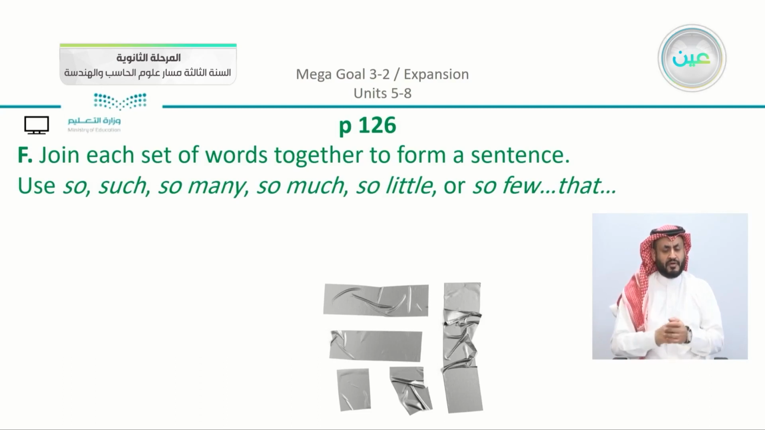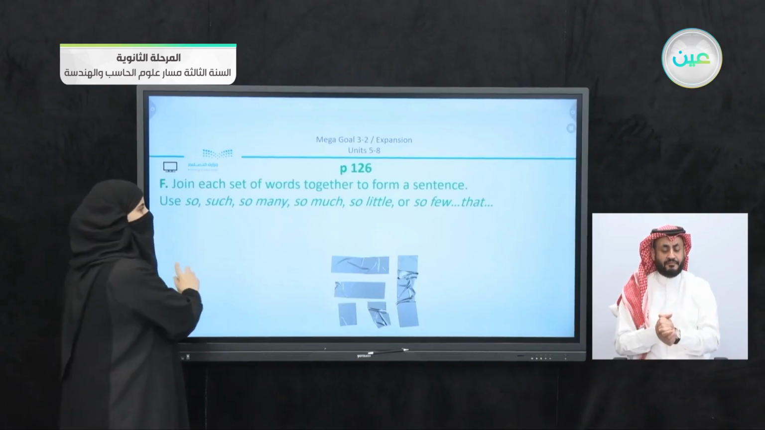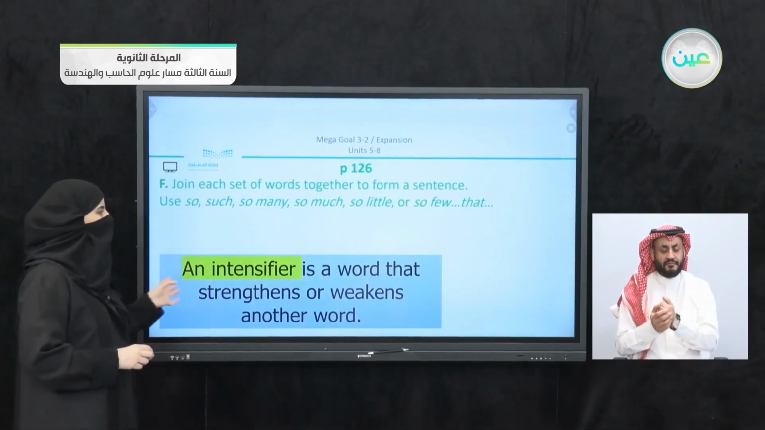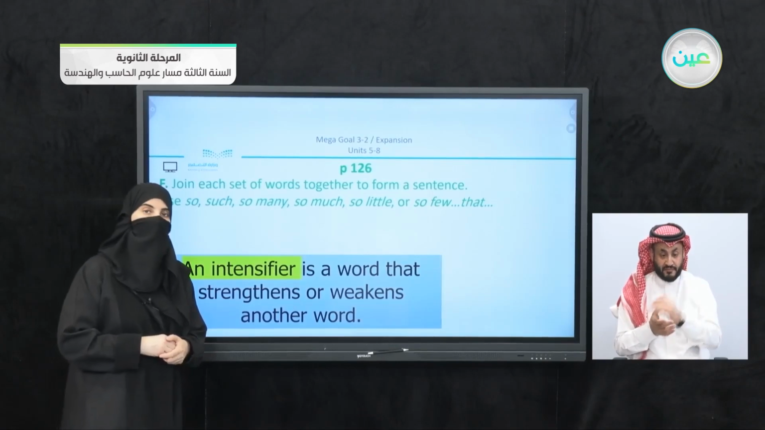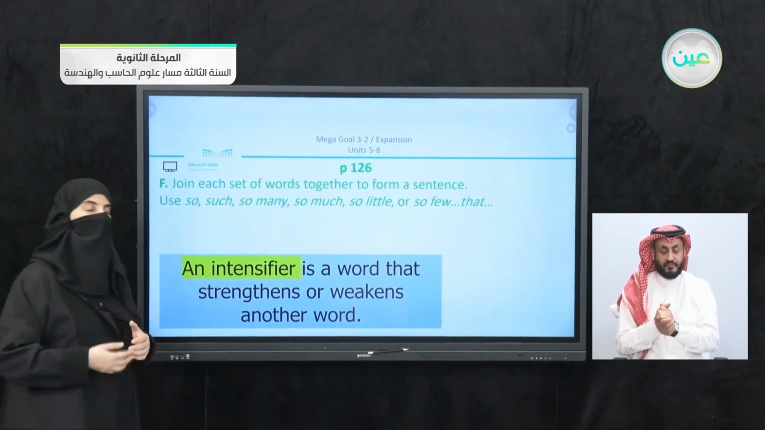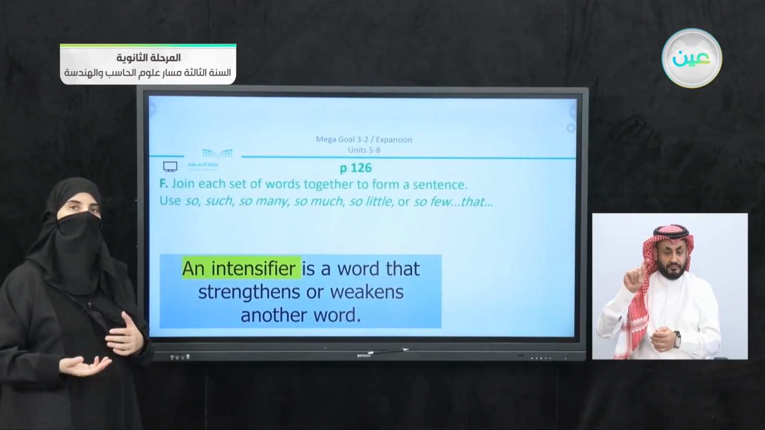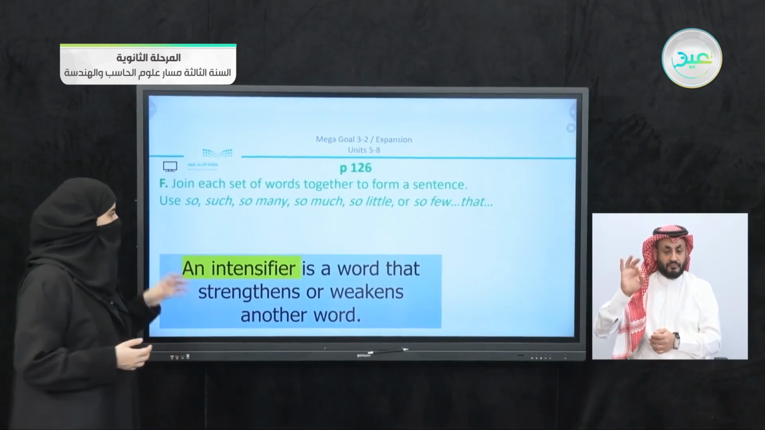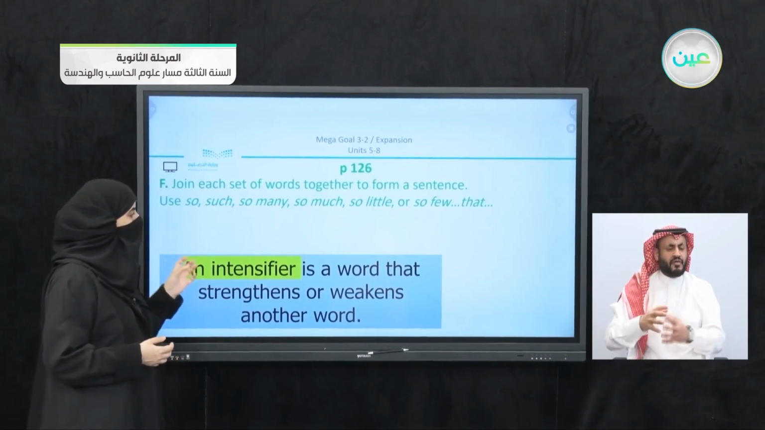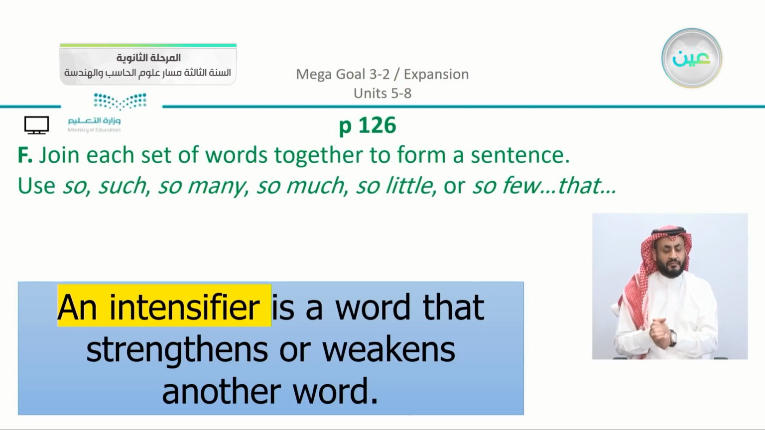Now, do you recall studying these parts or the grammatical structures for these words? Just to recall what we have here, they are called intensifiers. Do you remember intensifiers and what do they do? What is their role? An intensifier is a word that strengthens or weakens another word. So they give you some kind of strength to the sentence, or it can be the opposite.